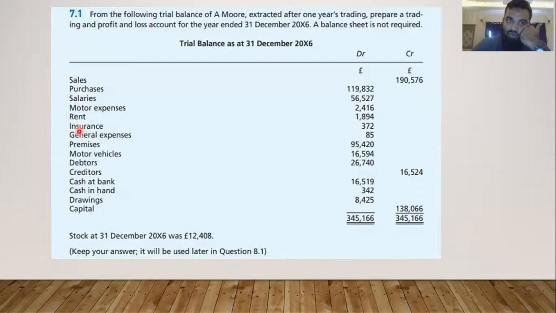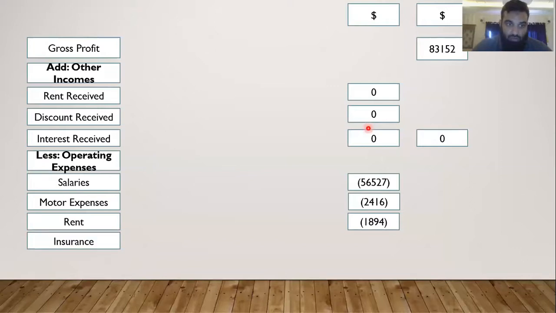Insurance. Insurance is clearly an expense. You have to pay for insurance every year. Insurance on building, insurance on stock. It can be health insurance of your workers, so all combined. If you have to pay that yearly, it's your regular expense that you incur to run your business. So I will write insurance, 372. I'll go back to my income statement, write insurance here, 372.